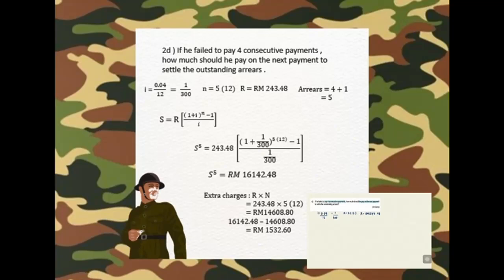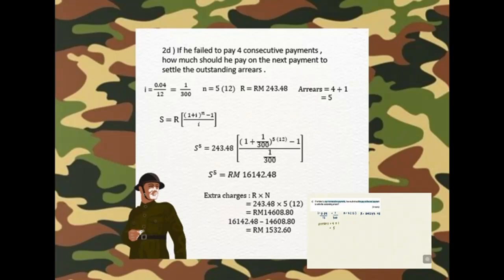So, question 2D is, if he failed to pay 4 consecutive payments, how much should he pay on the next payment to settle the outstanding arrears? So, in this question, we need to find the S, which equal to the amount of annuity at the end of investment. So, first of all, we're gonna need to find the total of arrear. As the question said, he failed to pay 4 consecutive payments, which means he gonna pay it by the 5th consecutive payment.